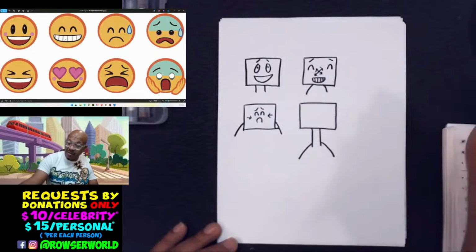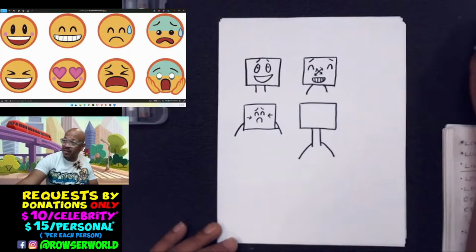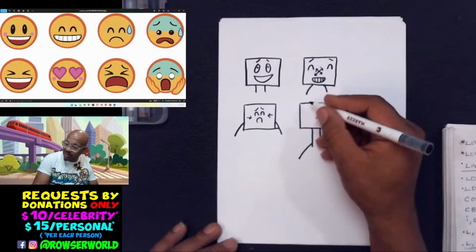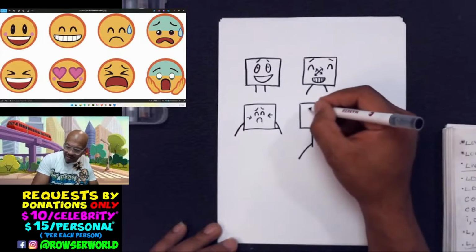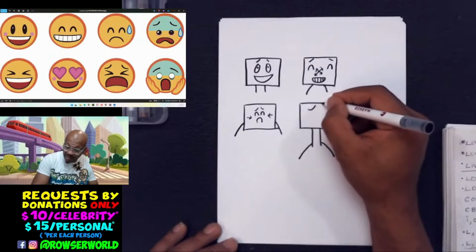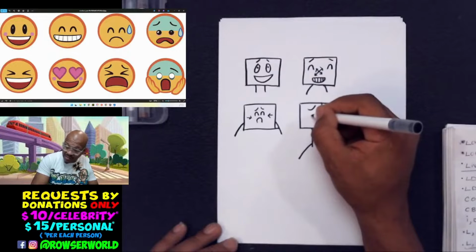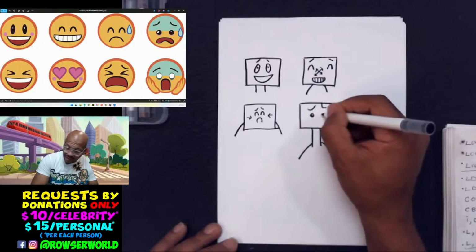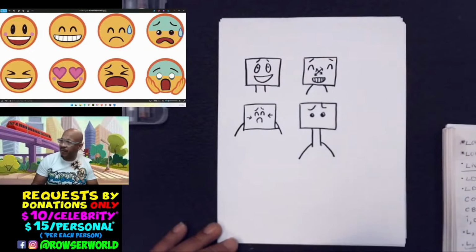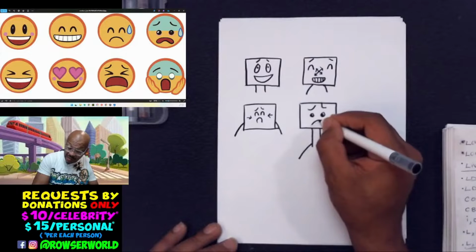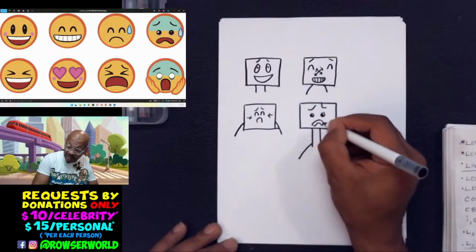And then let's look at the next one, and that guy looks pretty worried, right? So that looks like a worried face to me. Now this person has eyebrows, so I might do something like this, right? Like this. Okay, and then I might do my mouth shape like this. Okay.